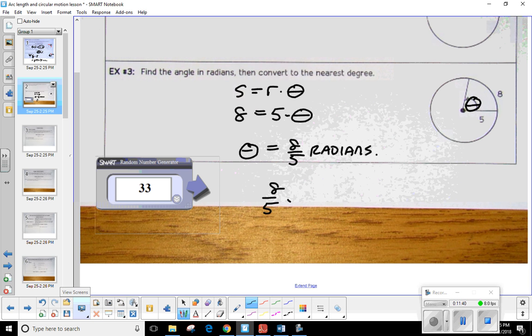8/5 times 180 over pi. Yes, 180 over pi. Remember, if you want to convert degrees to radians, you multiply by pi over 180, just like we did. If you want radians to be degrees, you multiply by 180 over pi.